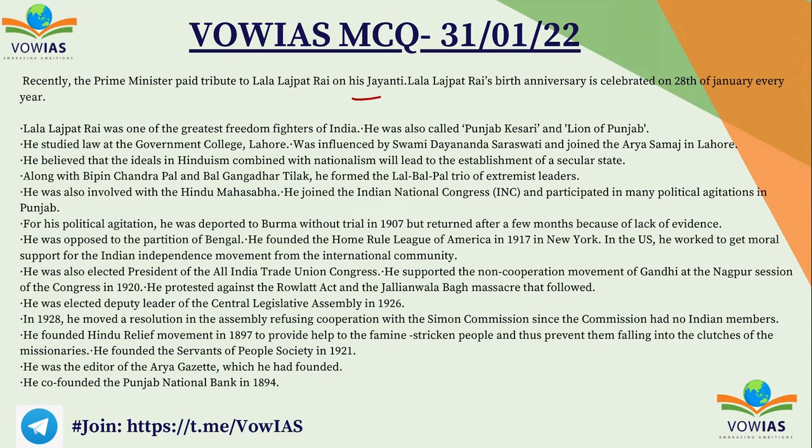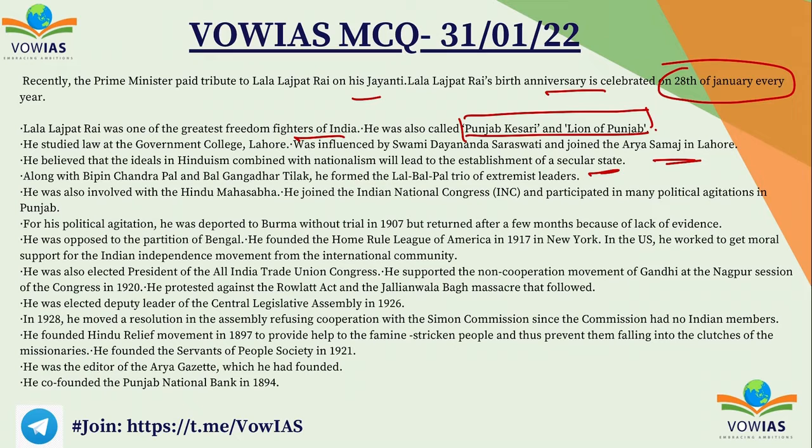Lala Lajpat Rai's birth anniversary is celebrated on 28th of January every year. Lala Lajpat Rai is one of the greatest freedom fighters of India. He is also called the Punjab Kesari and the Lion of Punjab. He studied law at the Government College Lahore and was influenced by Swami Dayanand Saraswati and joined the Arya Samaj in Lahore. He believed that the ideals in Hinduism combined with nationalism will lead to the establishment of a secular state.